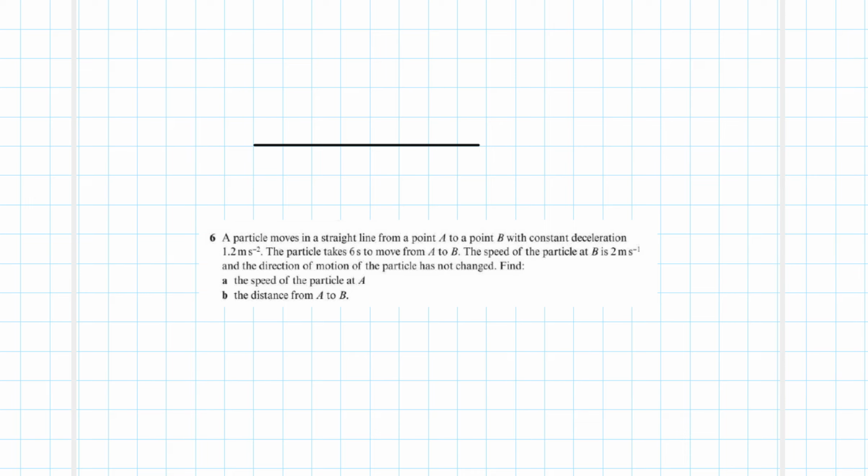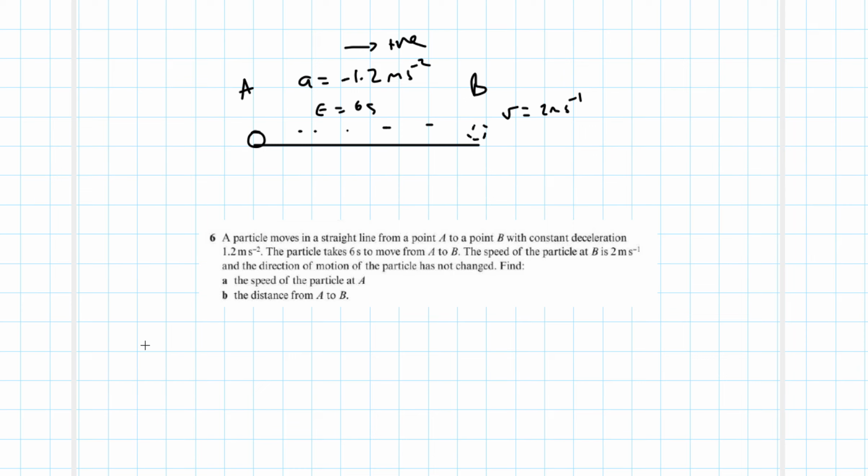So if you want to visualize this, essentially a particle starts moving from A and will move to B. It tells us that the acceleration, constant deceleration, so if we take this direction as positive, a is going to be 1.2 meters per second squared, and t is equal to 6 seconds to go from A to B. At B, we know that the speed of the particle is going to be 2 meters per second.